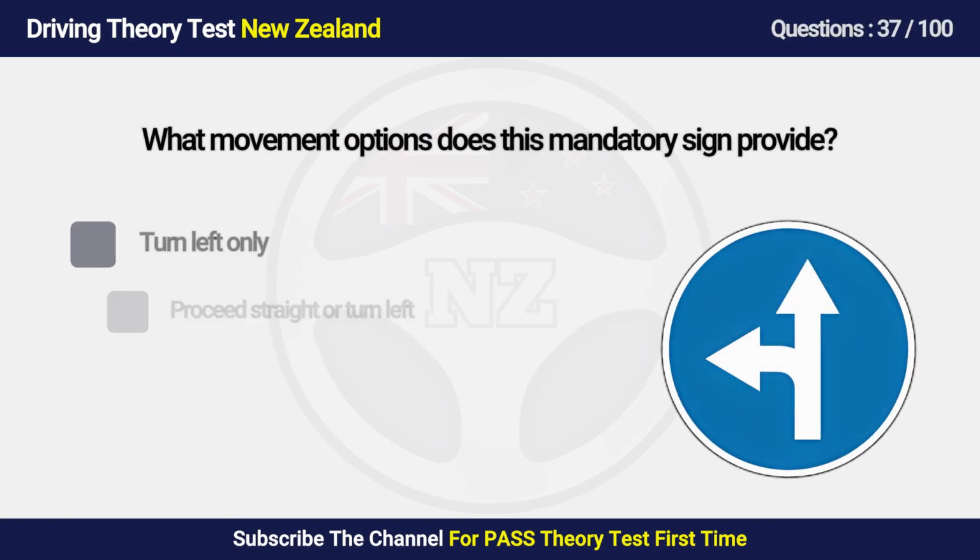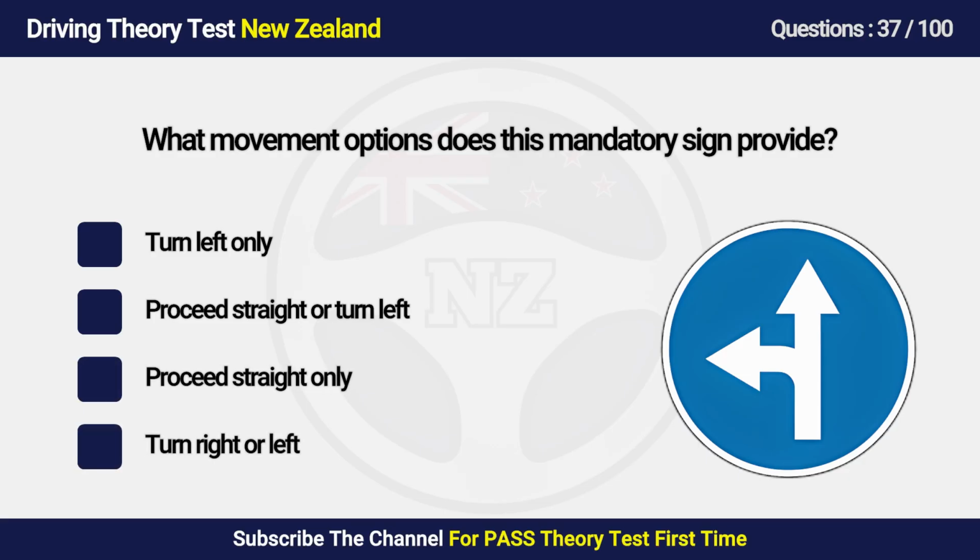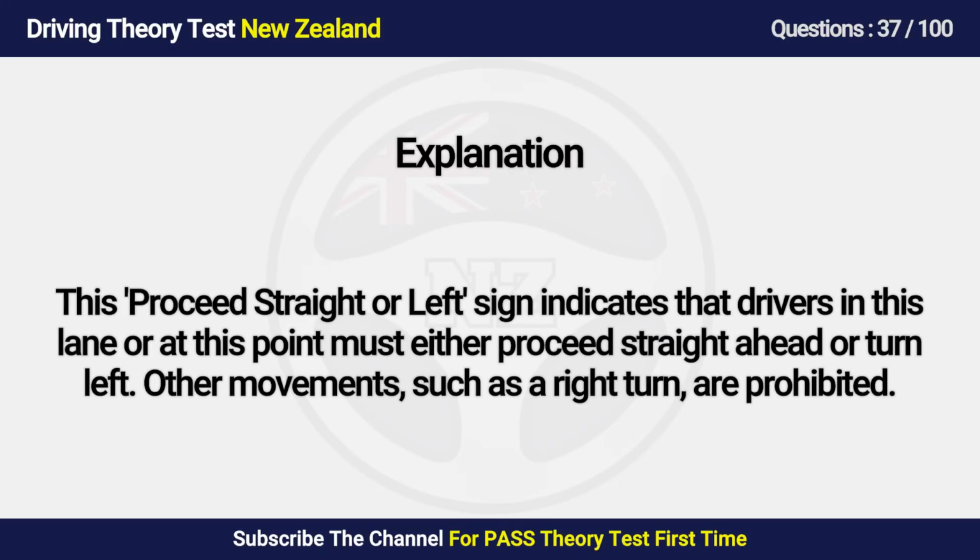Question 37. What movement options does this mandatory sign provide? A. Turn left only. B. Proceed straight or turn left. C. Proceed straight only. D. Turn right or left. Answer is B. Proceed straight or turn left. This sign indicates that drivers in this lane or at this point must either proceed straight ahead or turn left. Other movements, such as a right turn, are prohibited.